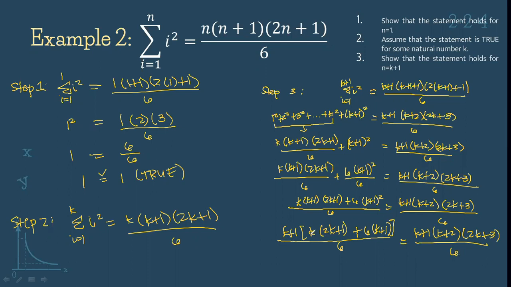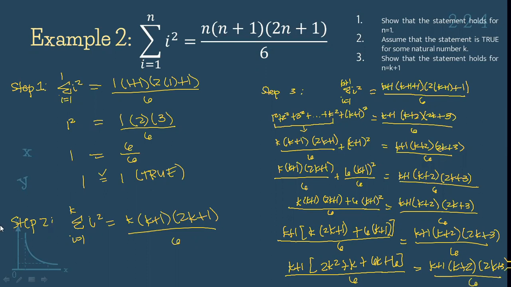Now, we can distribute this. So we have here k plus 1 times the quantity k times 2k, that is 2k squared. k times 1, that is just k, plus k, plus 6 times k, that is 6k, plus 6 times 1, that is 6, all over 6, is equal to k plus 1 times k plus 2 times 2k plus 3 all over 6. There, let's copy it again.